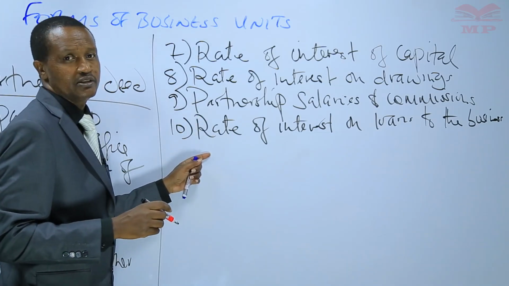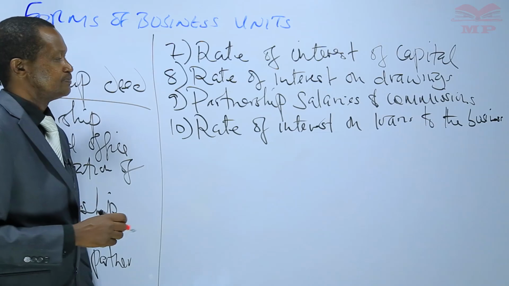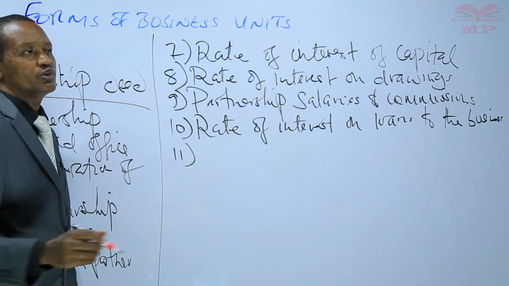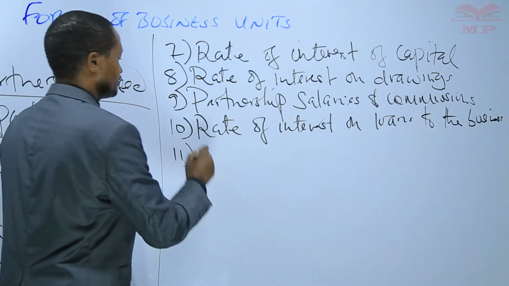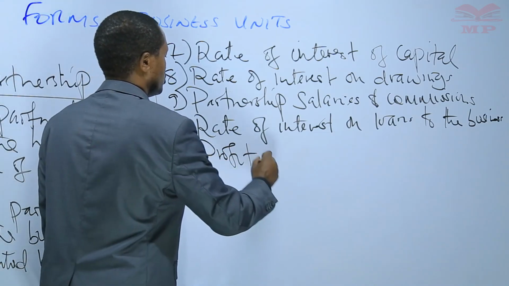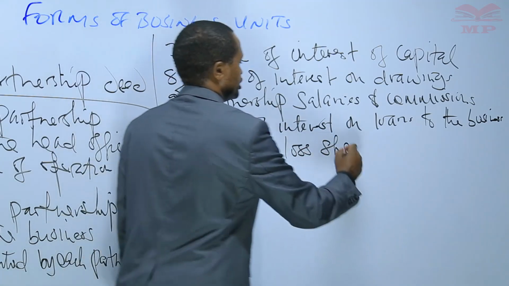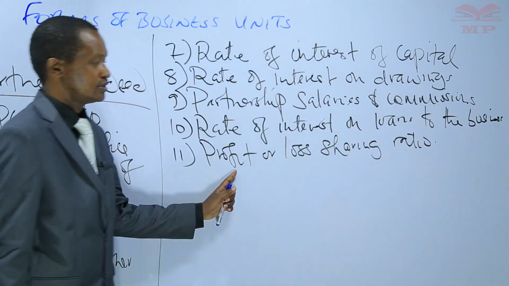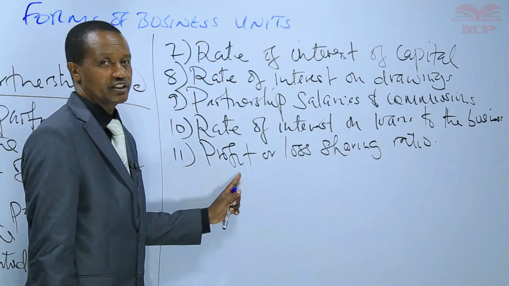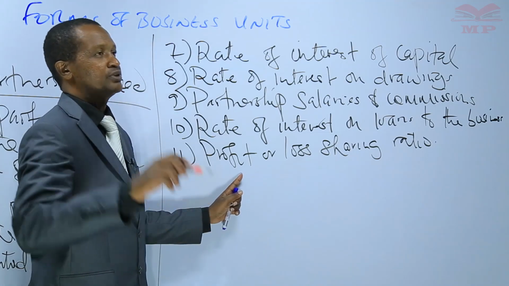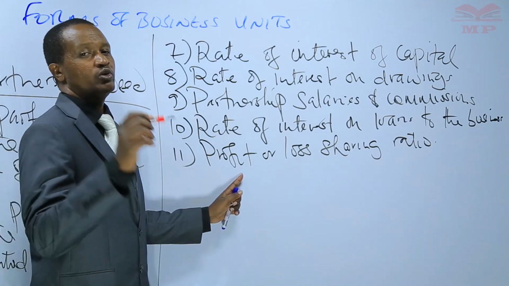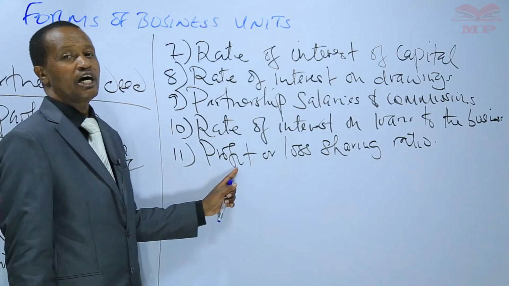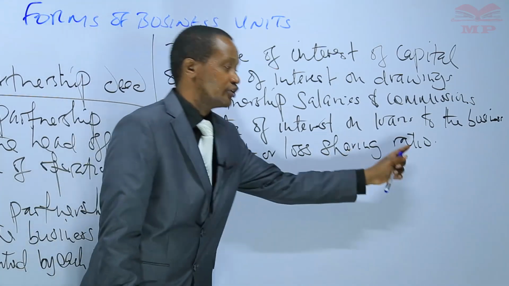That should be agreed. Then there is number 11, the profit and loss sharing ratio. Partners have to agree on the profit or loss sharing ratio. If the partnership makes profit, in what ratio will they share this profit? Because remember, a partnership is an association of 2 or more persons who come together to do business with the aim of making profit. So if a profit is made, what will be the sharing ratio?